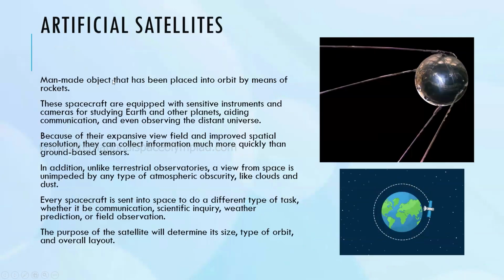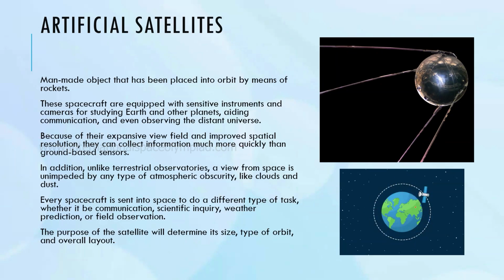So now let's look at what are called artificial satellites. We have a natural satellite, that is the Moon. Other than that, we can actually send satellites to space. They are man-made objects that have been placed into orbit by means of a rocket. We cannot just throw anything, even though in the first slide I showed that you can throw a thing, but that is just a thought experiment. We cannot really throw something so that it can orbit, but we need a powerful rocket to make things orbit around Earth.